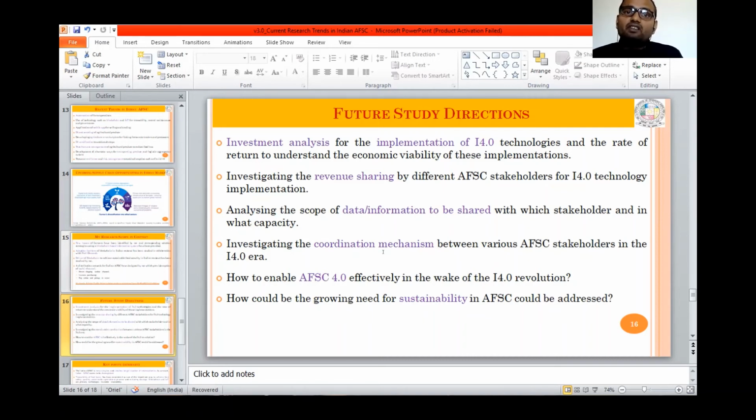And then how can we enable agro-food supply chain 4.0 in the wake of the Industry 4.0 revolution, and how can we address the growing need of sustainability, as currently there is a lot of awareness, even from the consumer's perspective also?